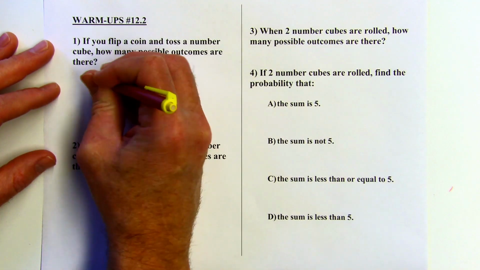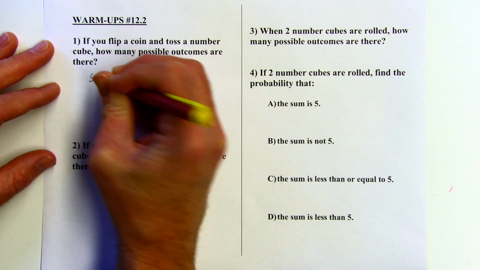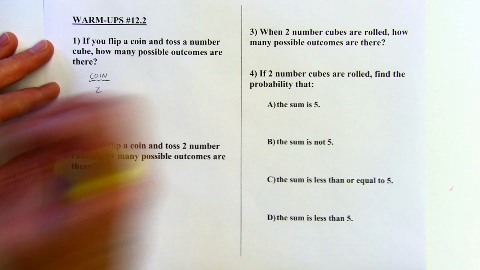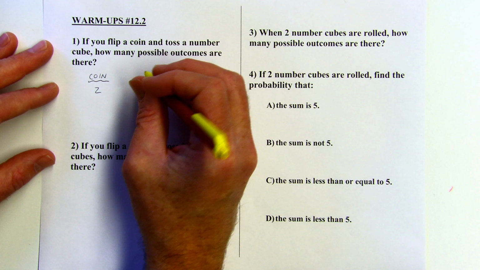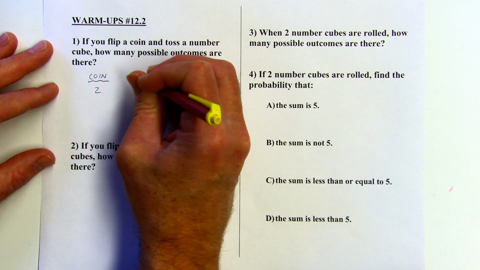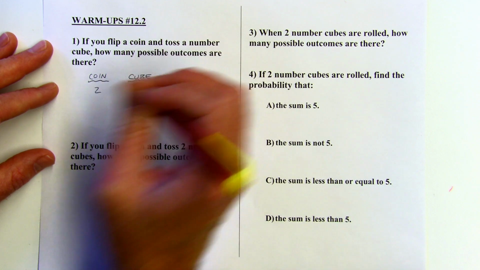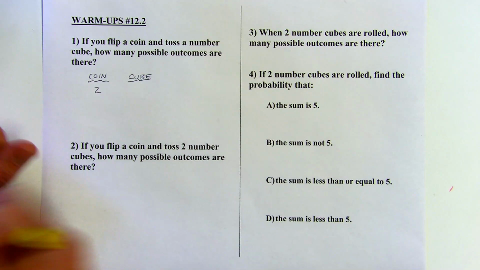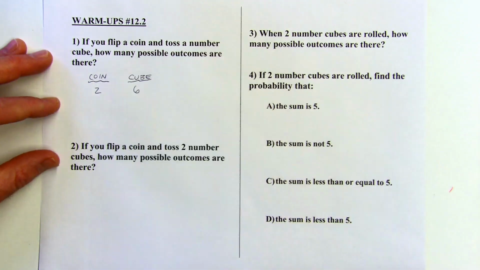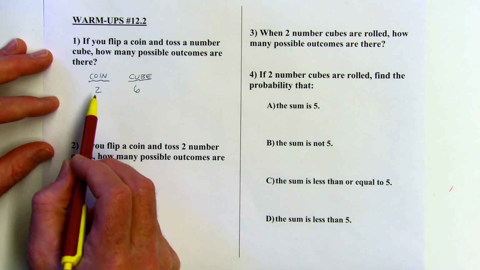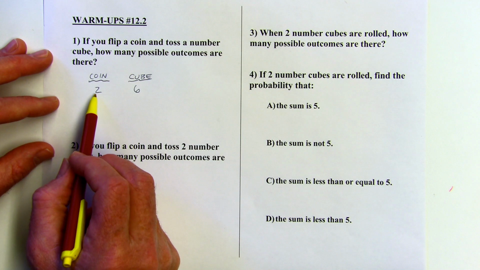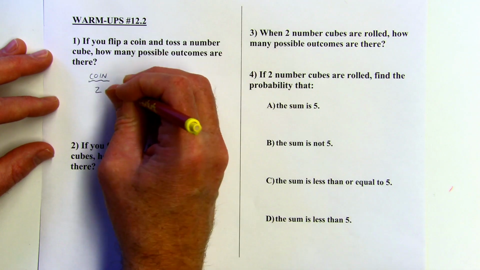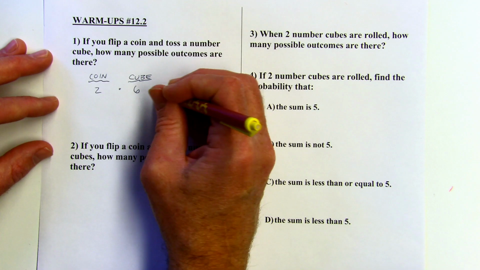So I'm just thinking how many things could happen with my coin toss. Well, 2 things, right? Heads or tails. And then for my number cube, that's just a die, a way to show that it's a 6-sided die. So there's 6 different things that can come up there. And all I have to do is multiply the number of possible outcomes in my first category times the number of possible outcomes in my second category.